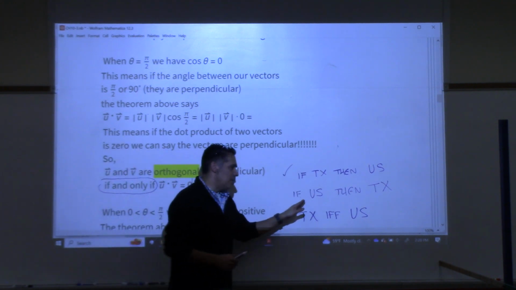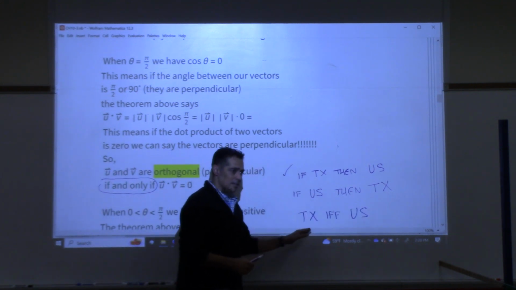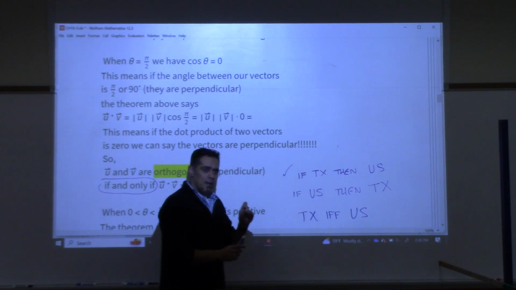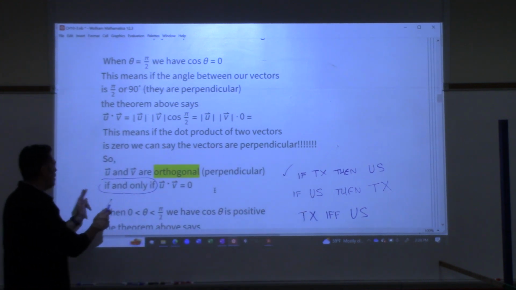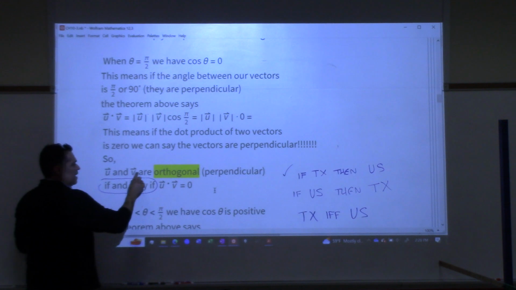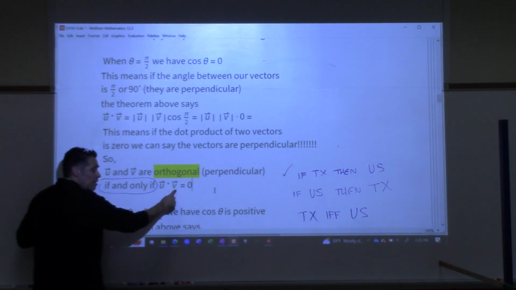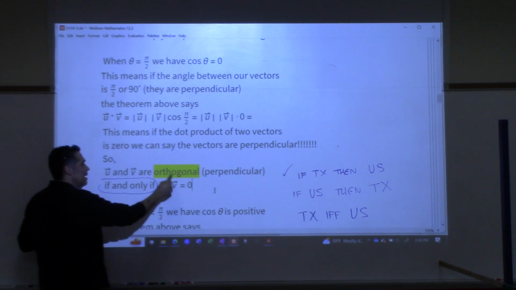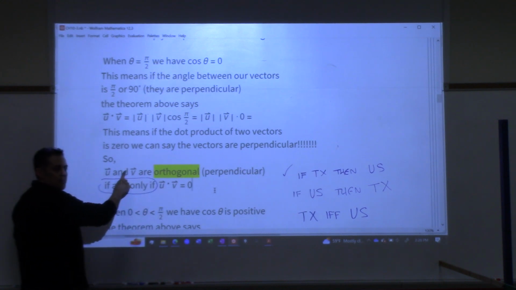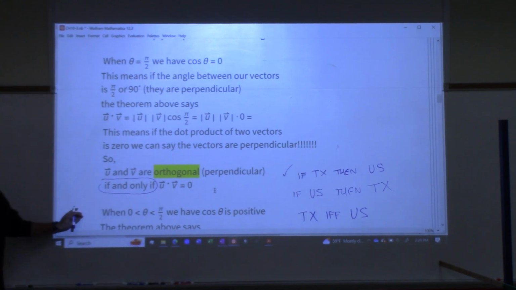That's what I would write if it worked in both directions. This would mean if I'm in Texas, I'm in the US, and if I'm in the US, I'm in Texas. So "if and only if" means the statement can be read both ways. U and V are perpendicular means the dot product is 0, and the dot product is 0 means they're perpendicular. Do not assume that you can read statements both ways all the time, especially in theorems. If it says "if this, then that," that's the only direction you can read it. If it says "if and only if," then you're allowed to read it both ways.